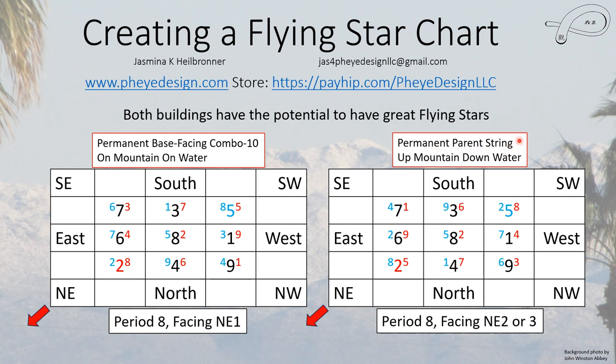Now, this one, the parent string, can have a missing sector. It does weaken it, but it doesn't deactivate it. But again, this is why people who know feng shui prefer to have somewhat boring houses, because they don't want to have a missing sector. Now, these two, the highlighted ones, have the capability of making all stars become timely for all periods. That makes it a permanently good house.